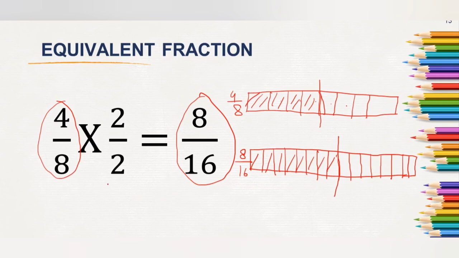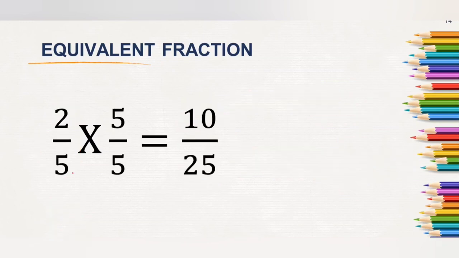Can you tell me the equivalent fraction for 4 by 8? Yes, it could also be 2 by 4. Here, one more example, 2 by 5. Out of 5 parts, you have got 2 parts. When you multiply with 5, 2 into 5 equals 10 and 5 into 5 equals 25. Out of 25 parts, if you are getting 10 parts, it is equal to 2 by 5.